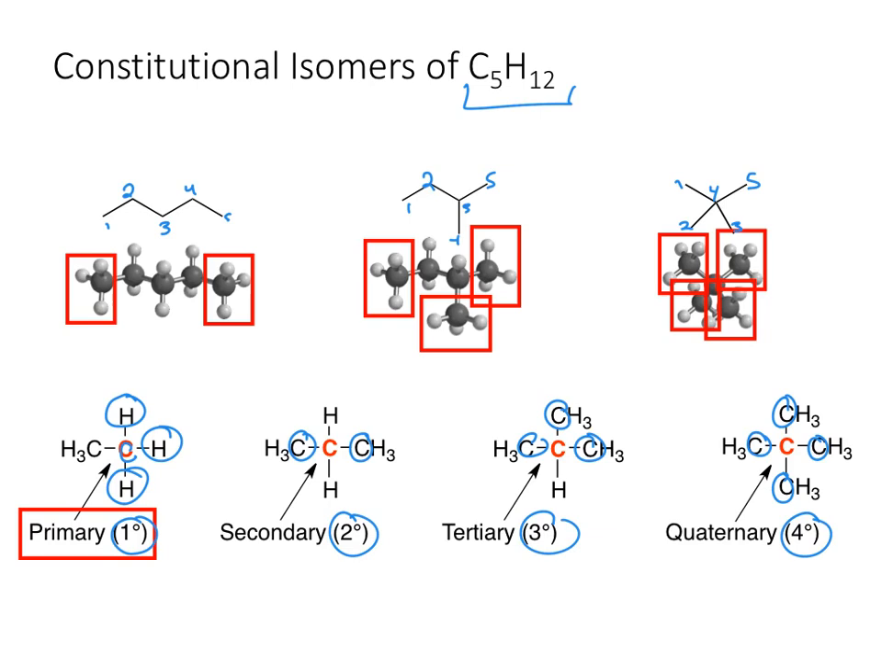Now let's look at the 3 isomers. So with the isomer on the left here, it has 2 primary carbons in the red boxes. The one in the middle has 3 primary carbons, and the one on the end has 4 primary carbons. So this just shows you that they are definitely different because they have different amounts of primary carbons.